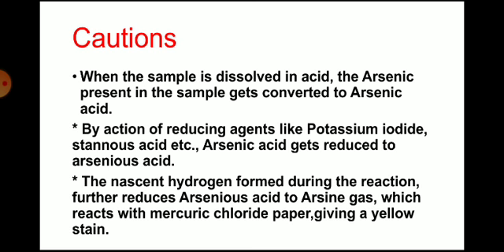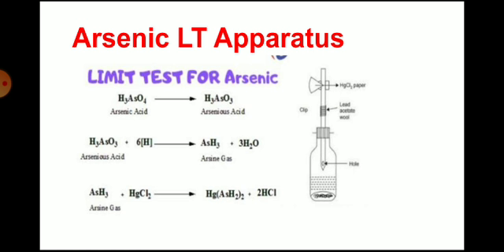In the arsenic limit test apparatus, as we see, the arsenic is converted to arsenious acid. This arsenious acid with the nascent hydrogen produces arsine gas. Then the arsine gas reacts with the mercuric chloride paper, which will show the stain. The intensity of the stain is mentioned in the pharmacopoeia, which gives the limit for arsenic.